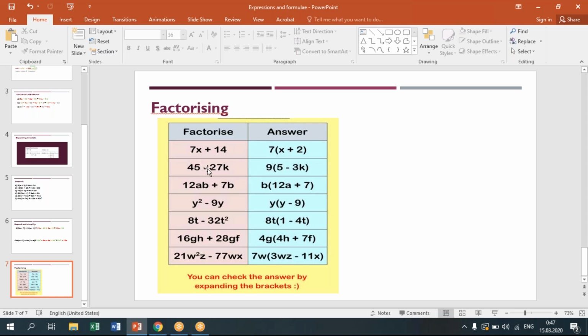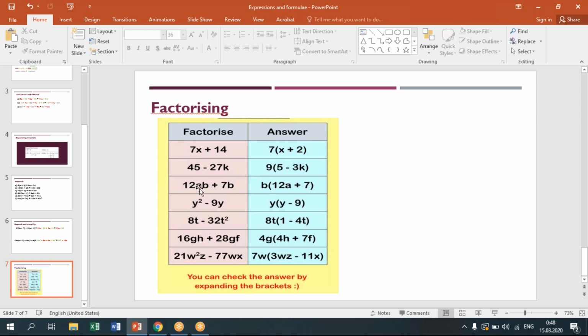Second one, 45 minus 27k. 45 and 27. Again, we have just common factors, digits, no letters. 45 and negative 27 are divisible by 9. So the highest common factor for them is 9. 45 divided by 9, it will be 5. Negative 27 divided by 9, negative 3 and k. Let's check. 9 times 5, 45. 9 times negative 3k, negative 27k.